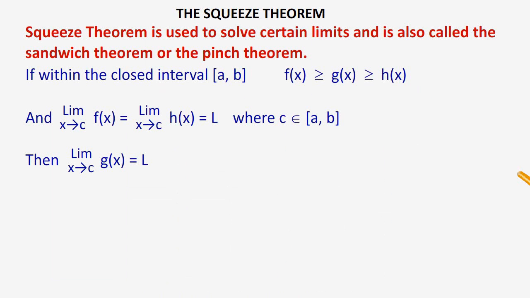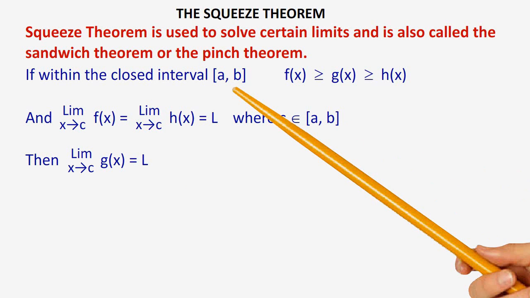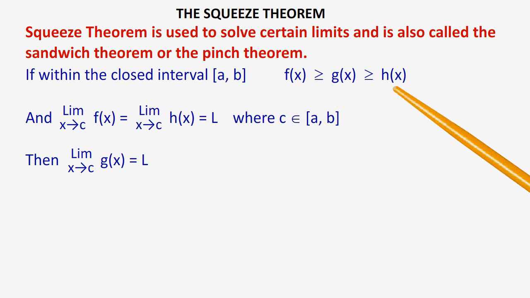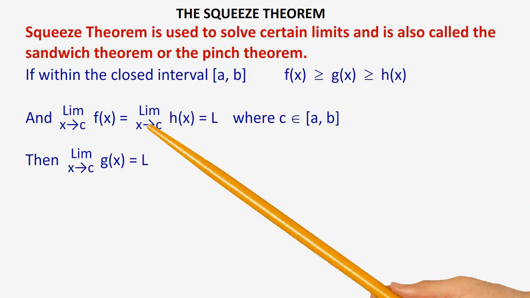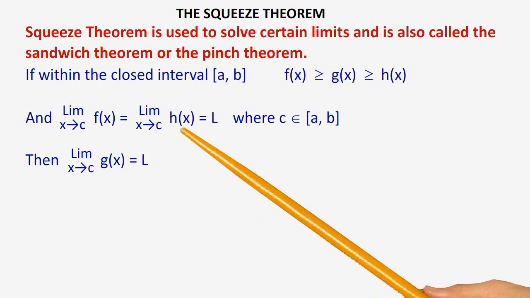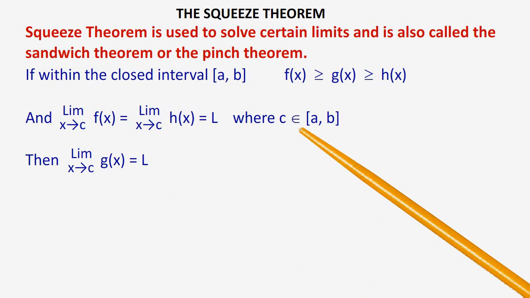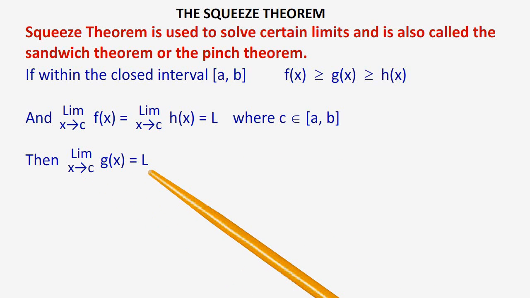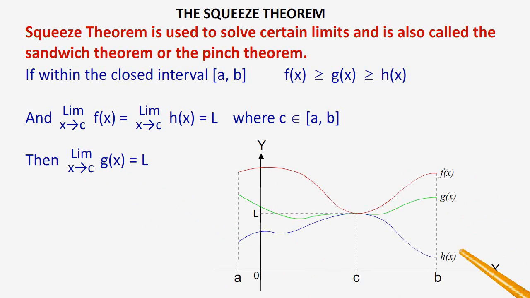The squeeze theorem is used to solve certain limits and is also called the sandwich theorem or the pinch theorem. Now, if within the closed interval [a, b], function f(x) is greater than or equal to function g(x), which is greater than or equal to function h(x), and if the limits of functions f(x) and h(x) as x approaches c are equal to L, where c lies within the closed interval [a, b], then the limit of function g(x) as x approaches c will also be equal to L.